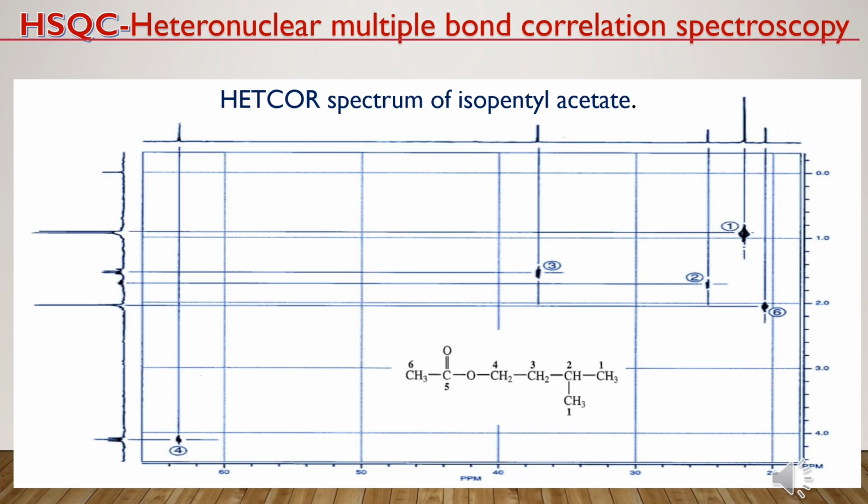In that, we will give the numbering in the structure. So, in that, the number 1 CH3 group gives a correlation in the form of a contour denoted by 1 at 0.9 and 24 ppm. Similarly, all other groups show similar contours. From this, we will clearly understand the proton and its carbon correlation. It is very useful in structure confirmation.